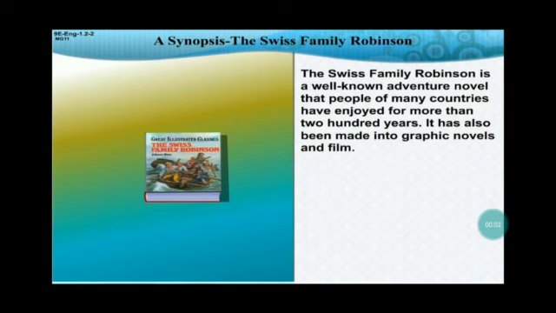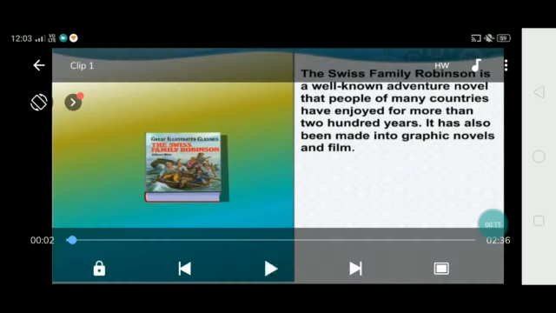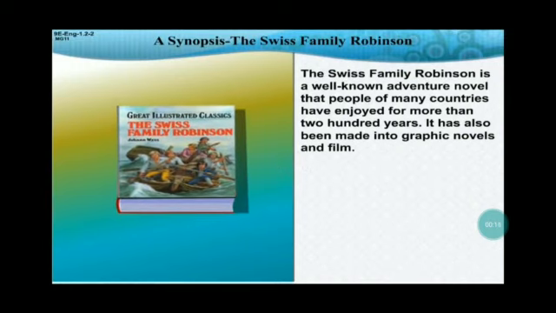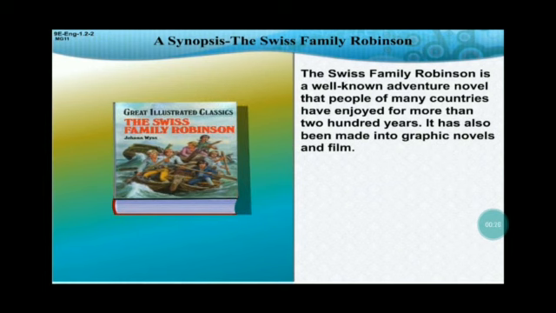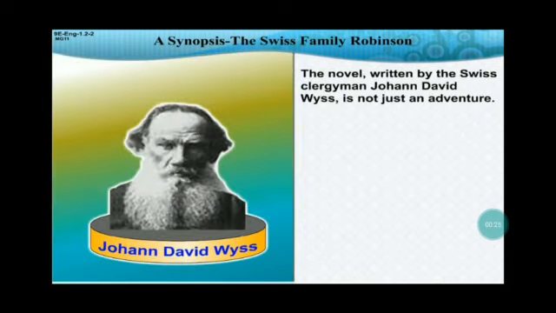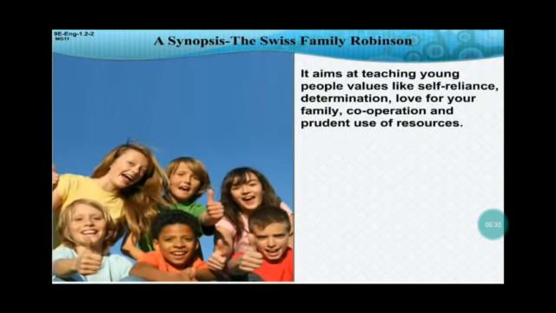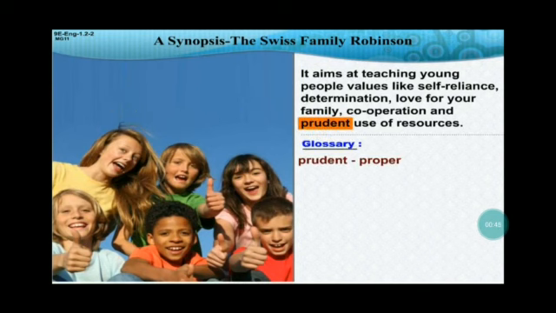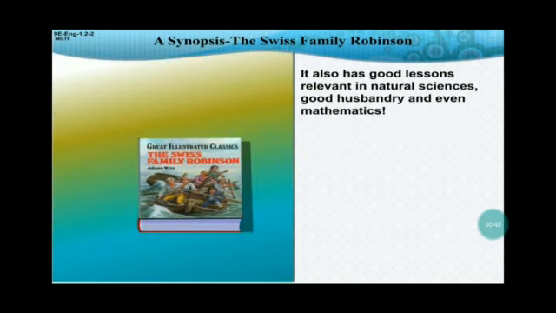Okay children, now I am going to read the actual lesson so that the story will be more clear to you all. Synopsis: Swiss Family Robinson. A Swiss Family Robinson is a well-known adventure novel that people of many countries have enjoyed for more than 200 years. It has also been made into graphic novels and films. The novel, written by the Swiss clergyman Johann David Wyss, is not just an adventure. It aims at teaching young people values like self-reliance, determination, love for your family, cooperation and prudent use of resources. It also has good lessons relevant in natural sciences, good husbandry and even mathematics.